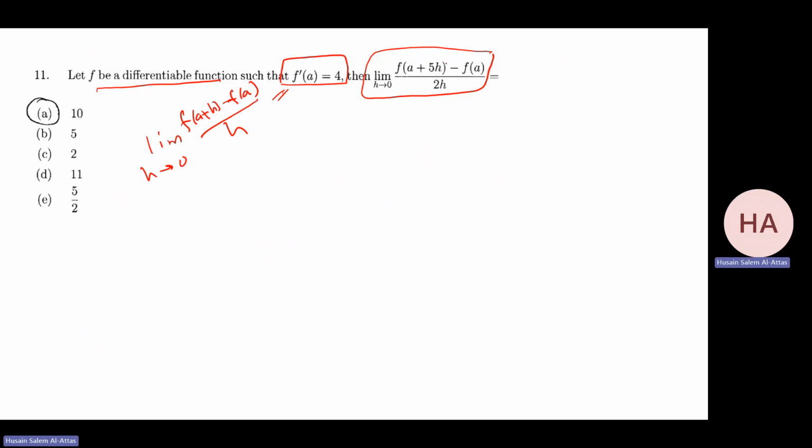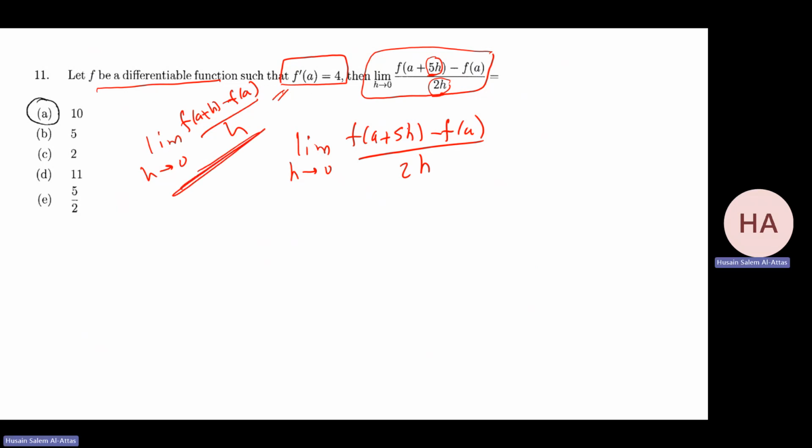It's almost similar to this one. The only change is that I have this 5h. Also, this is 2h. This will not make a problem. This will make a big problem. So I want to deal with this one in a way to make it similar to this one.